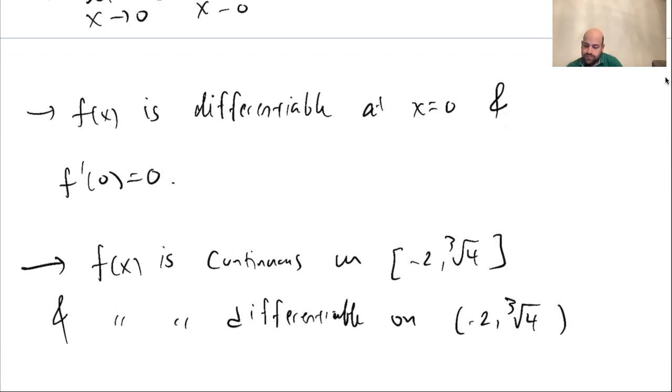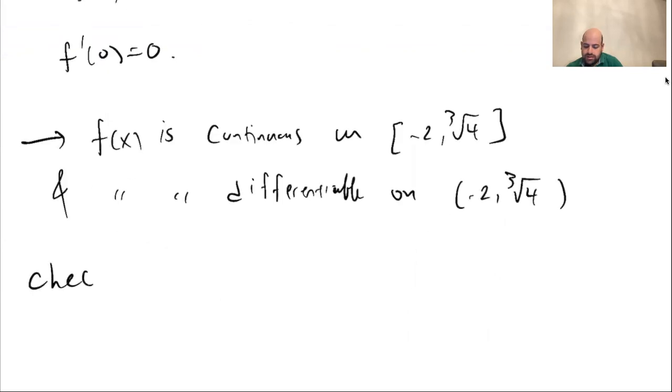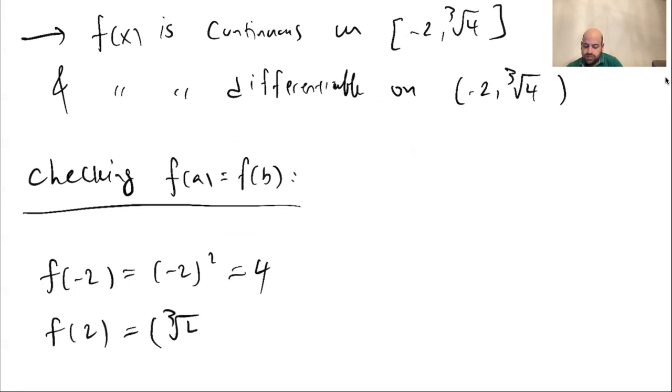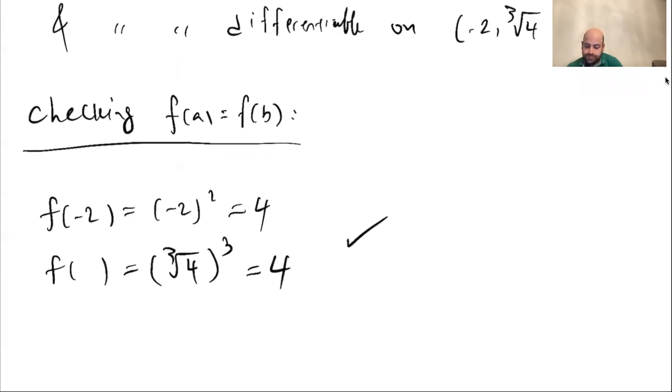And for checking f of a equals f of b, this is very easy to do. F of a is how much? F of -2 is -2 the whole squared, which is 4. F of cube root 4 is cube root 4 the whole cubed, which is 4. Well, that's it. So f of -2 equals f of cube root 4.